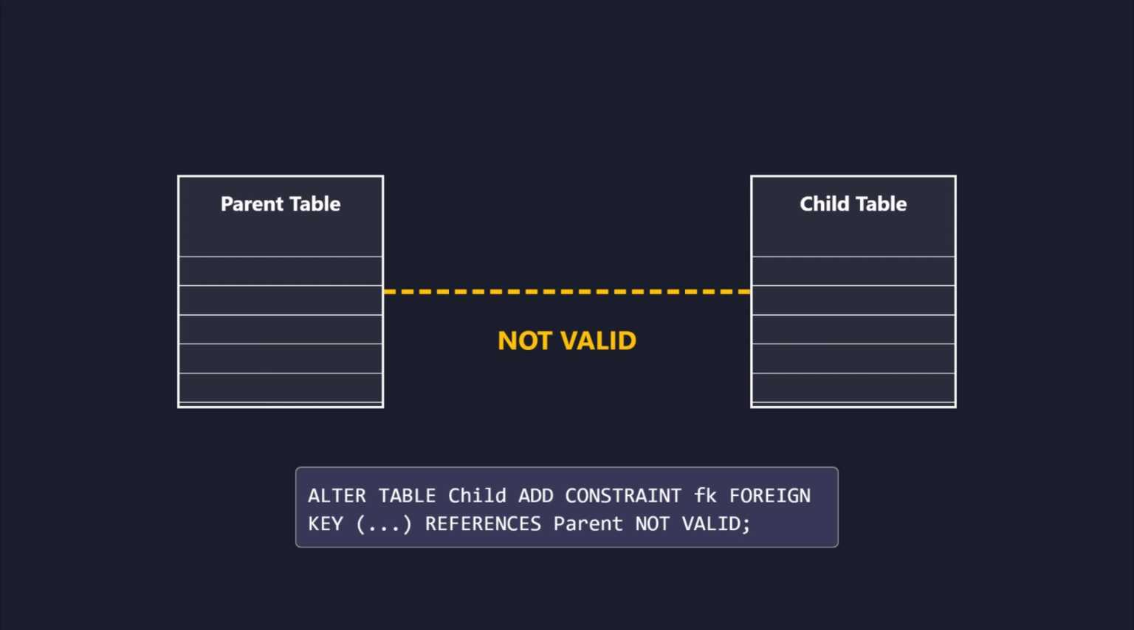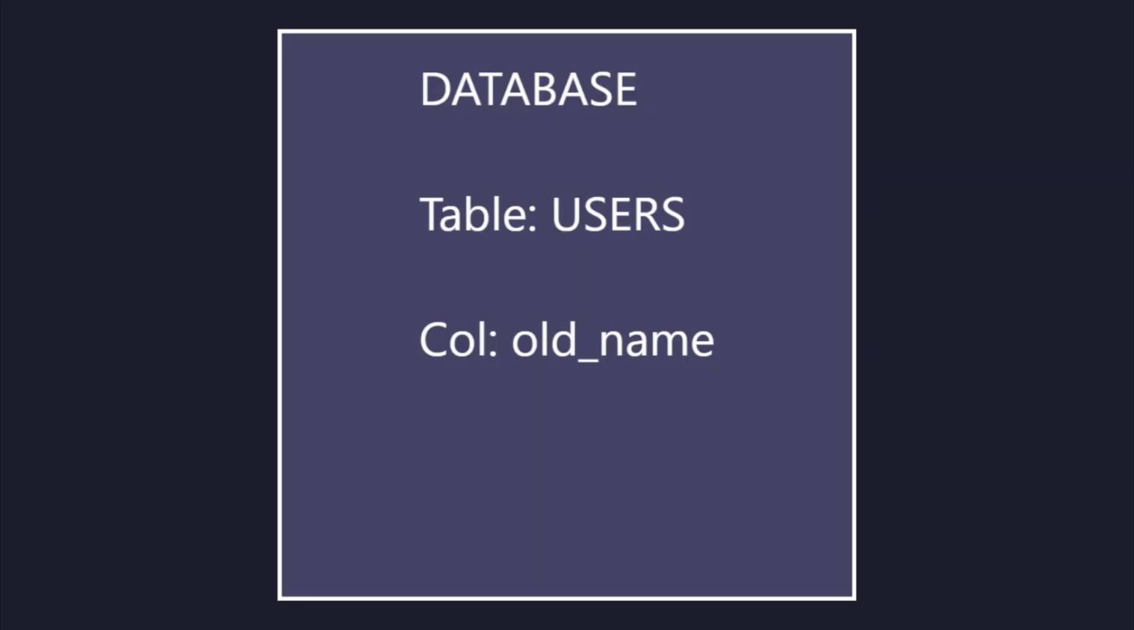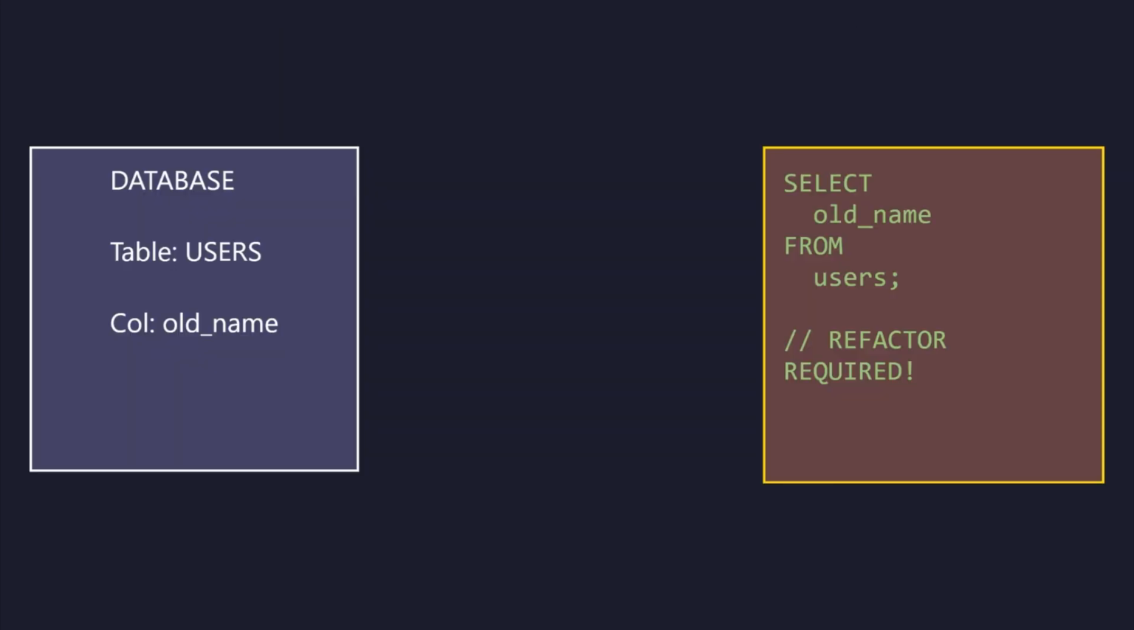Implement foreign keys in two distinct phases to maintain availability. First, add the constraint with the not valid flag. In the second phase, validate the constraint. This split prevents long-duration locks on both the child and parent tables.